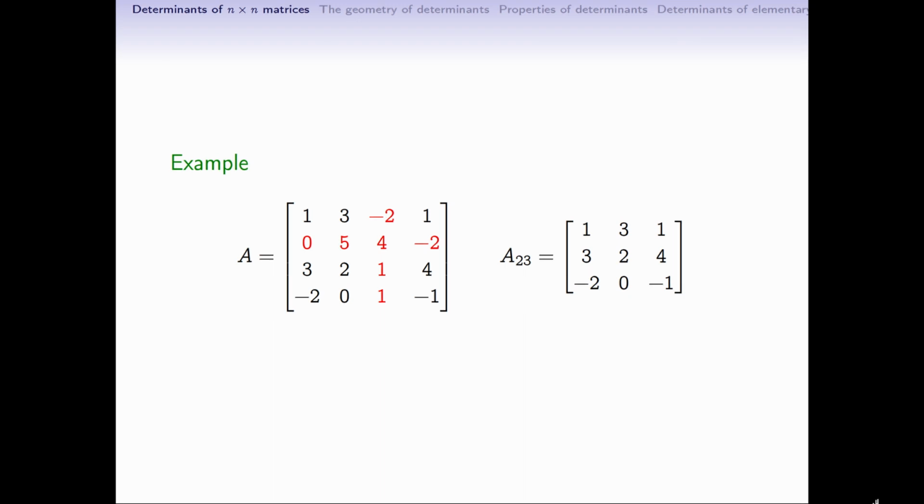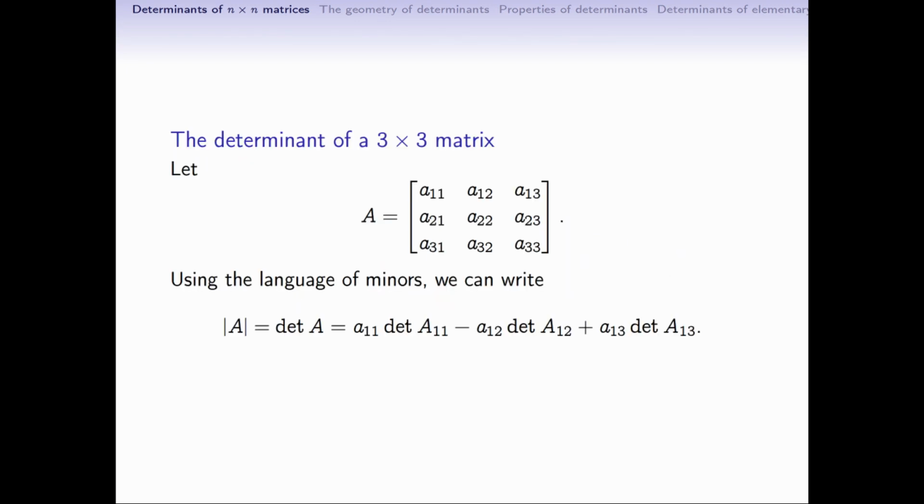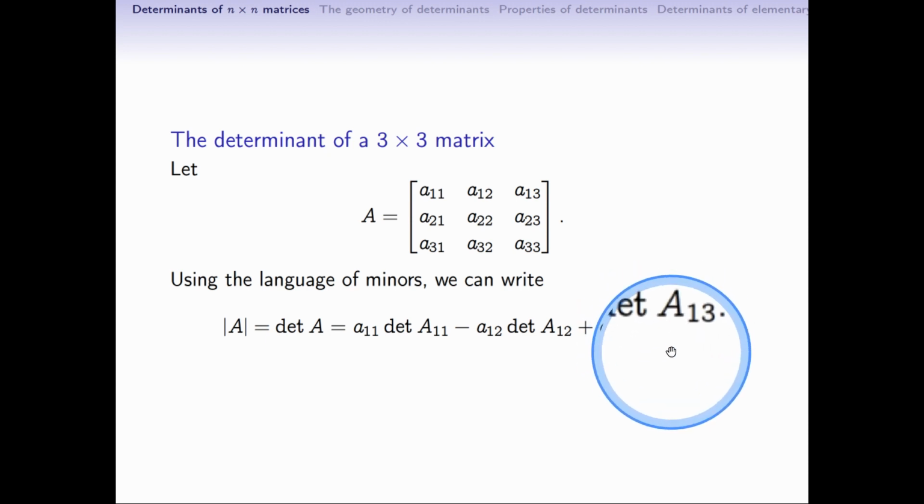Now we can use the language of minors to help us write compact formulas for a determinant. Let's begin with the 3 by 3 case. So let A be a 3 by 3 matrix with generic elements Aij. Now, using the language of minors, we can write the determinant of A as simply little a11 times the determinant of the minor capital A11 minus little a12 times the determinant of the minor capital A12. Finally, plus a13 times the determinant of the minor capital A13.